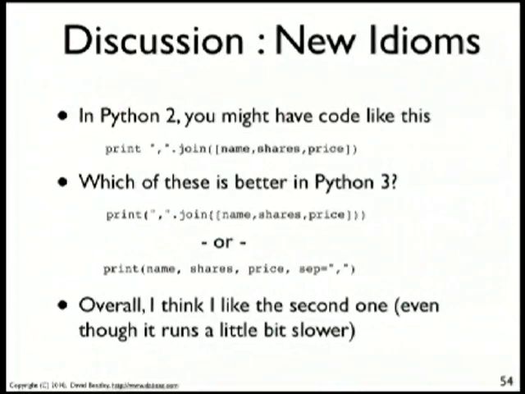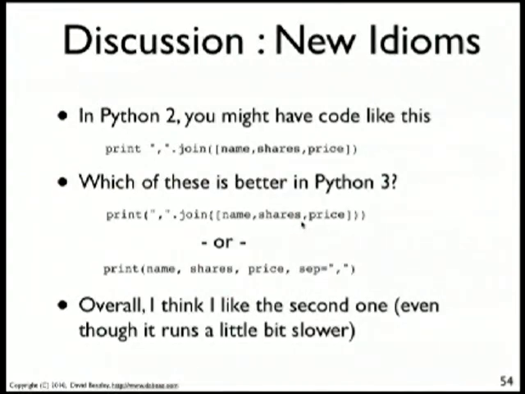And so that actually leads to some different programming idioms. Here's something that you might think about. In Python 2, this is maybe some hack that somebody would do to print out comma-separated fields. Maybe you've seen code like this where you just say print, comma.join, and then give it a list of the fields. You can do better than that in Python 3. You can say print, name, shares, price, sep equals comma.